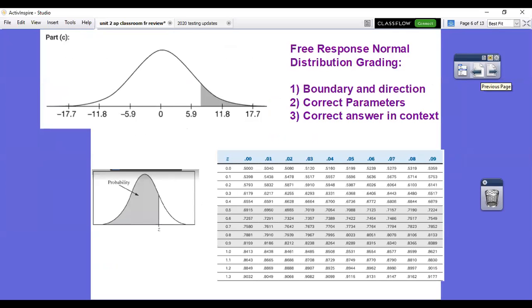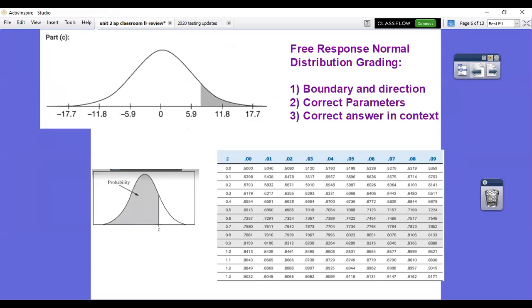Okay, so on part C, it's switching gears to something that's really, really great to review, the normal distribution. Assume the distribution of residuals is approximately normal with mean 0 centimeters and standard deviation 5.9 centimeters. What percent of the residuals are greater than 8 centimeters?